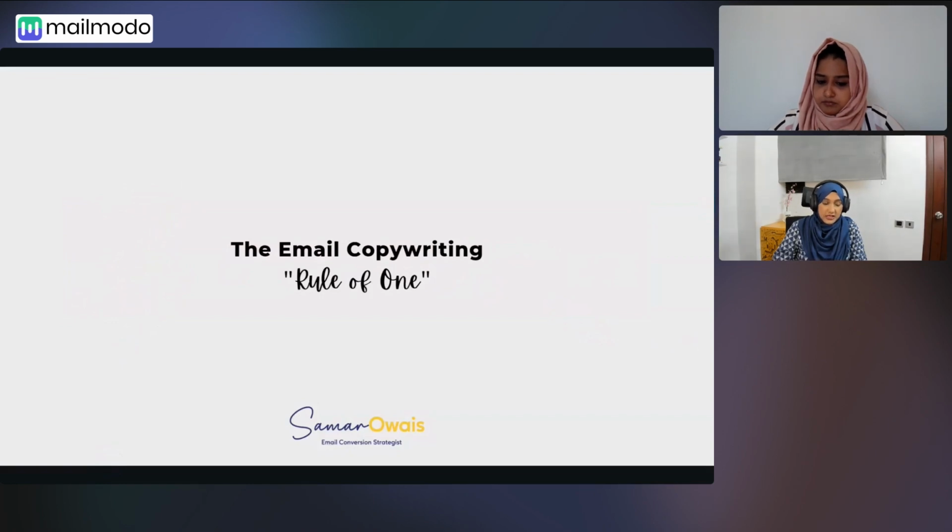All right, the email copywriting rule of one. Now, if you only focused on one rule when it comes to email copywriting, I promise you your conversion rates will go up, right? The rule of one is one of the most ignored email copywriting techniques or tactics out there. Probably because following this rule is one of the hardest things to do in the email marketing world, because it goes against all of the common practices out there that brands and companies are doing when sending out their emails. So what is this rule of one?